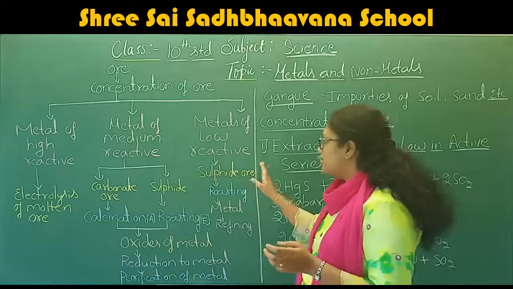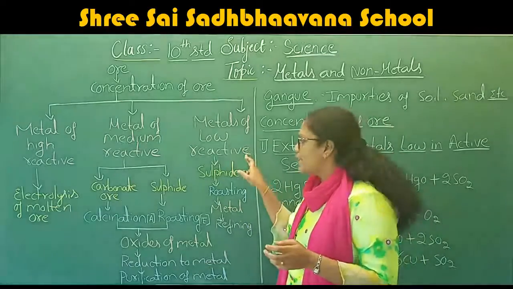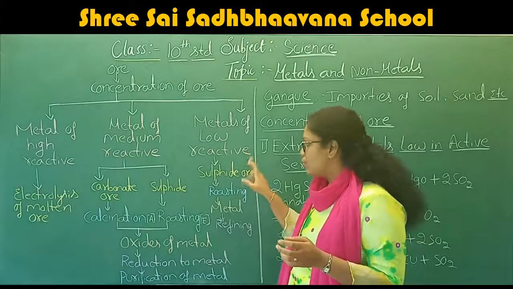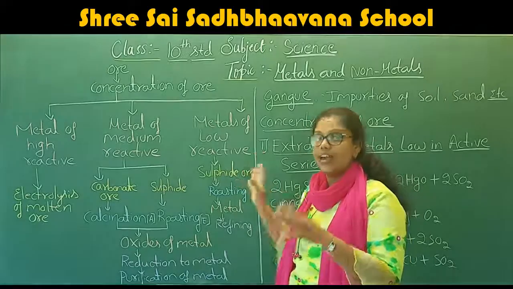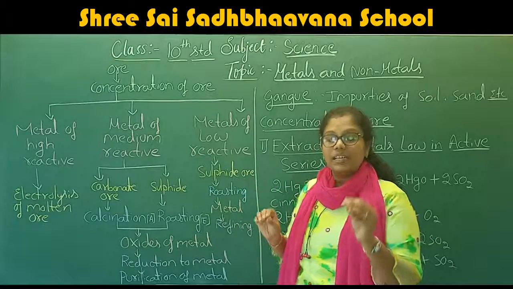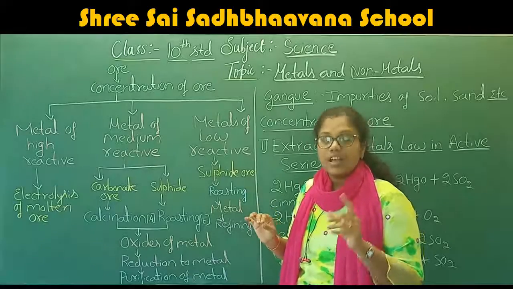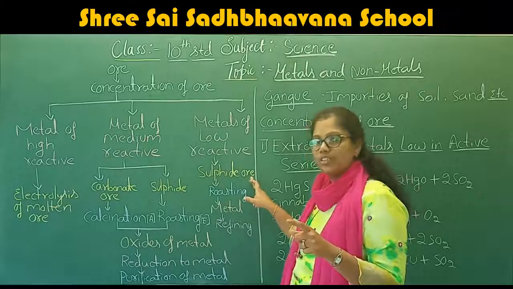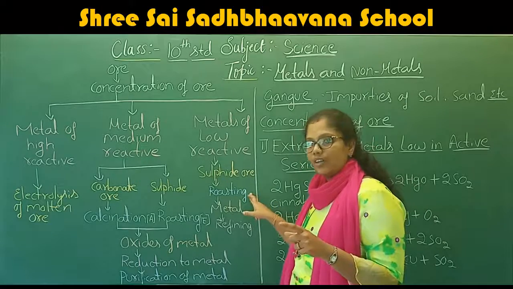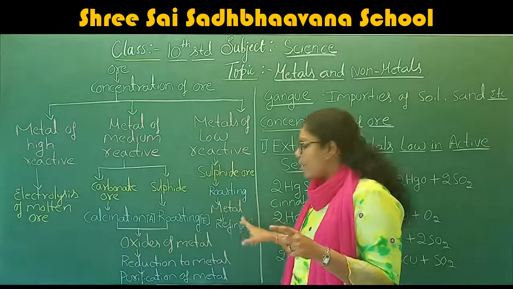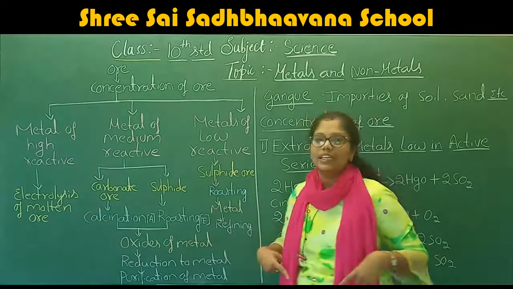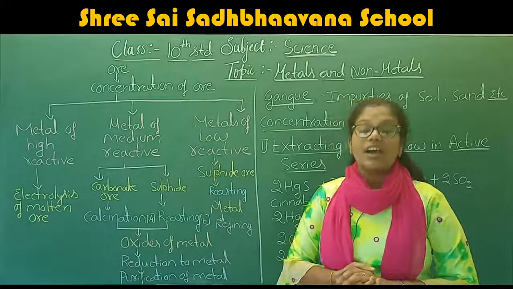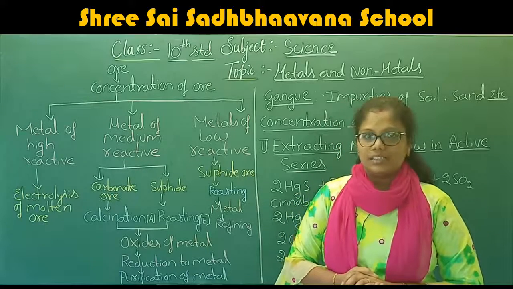If you come back to the third one, the metal of low reactivity, the only ore present in this one is the sulfide ore. That means the metals having sulfur. The next process for the sulfide ore is roasting. After roasting, and when you do the refining, you will get the pure metal. This is the process involved in the extraction of metals.